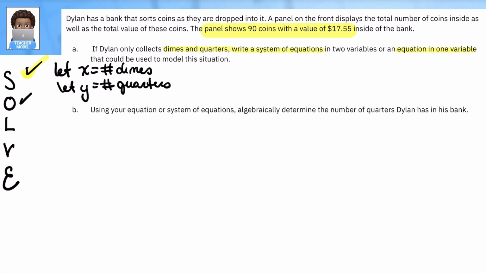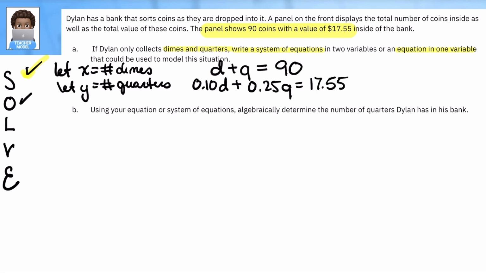of quarters. And so for our system of equations, since we know that there are 90 coins and they make up dimes and quarters, so dimes plus quarters, the number of both, we don't know them yet, equals 90. So we know we have 90 coins. And the second part has to do with the value. So we know that each dime is worth 10 cents. So I'm going to write that as 0.10 times however many dimes plus 0.25 times however many quarters is equal to $17.55. And that's my system of equations.